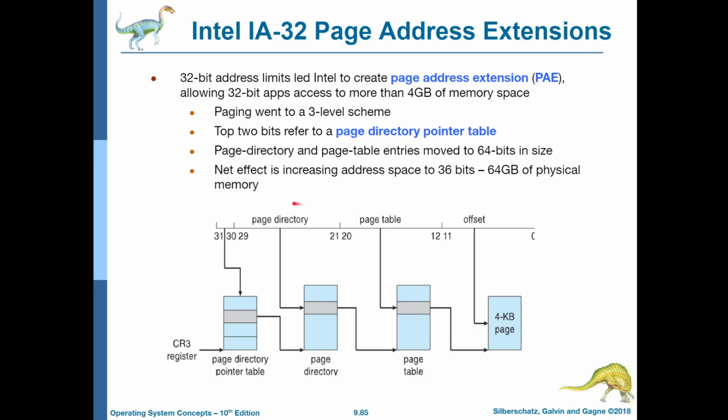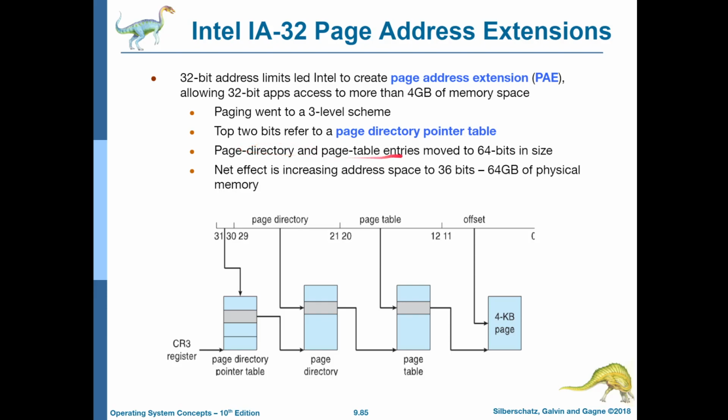It takes 9 bits for the second page table. And then it uses 2 bits for a page directory pointer table. So we have 3 layers here. In effect, what this allows us to do is increase our address space to 36 bits.